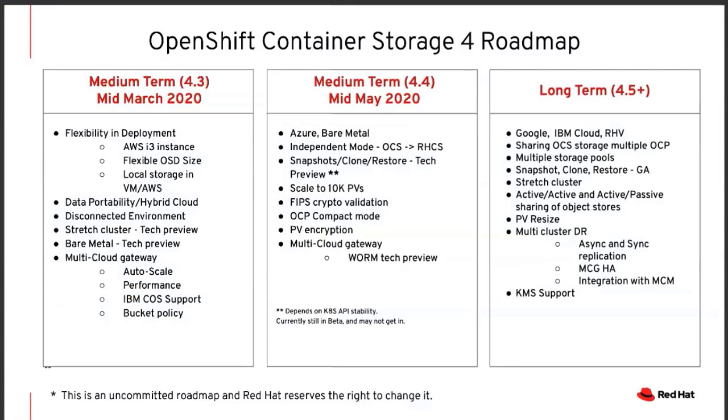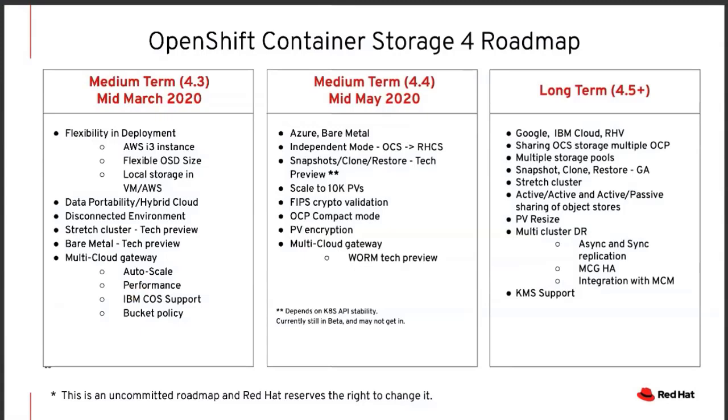Then switching on to 4.4, planned for mid-May this year. Support for Azure and for bare metal. Remember I mentioned that at this moment it was AWS and VMware. Then we will open it up for Azure, bare metal, and maybe other infrastructure providers. Independent mode, that means that OpenShift Container Storage lives outside OpenShift, where you could scale the storage separately, apart from your OpenShift cluster.